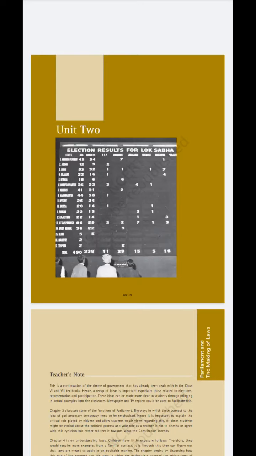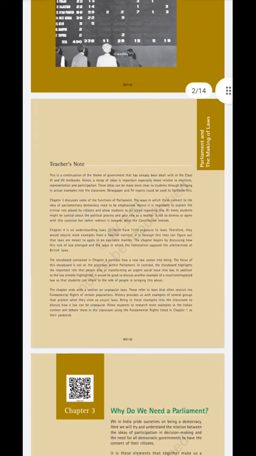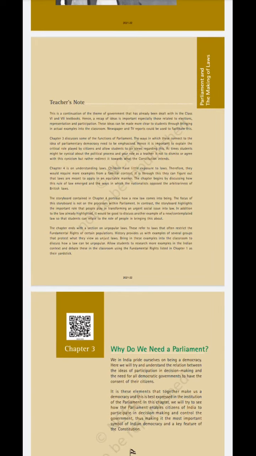8th class polity, social science, social and political life 3, unit 2, chapter 3. Teachers, know this is a continuation of the theme of government that has already been dealt with in the class 6th and 7th textbooks. Hence, a recap of ideas is important, especially those related to elections, representations, and participation. These ideas can be made more clear to students through bringing in actual examples into the classroom. Newspaper and TV reports could be used to facilitate this.